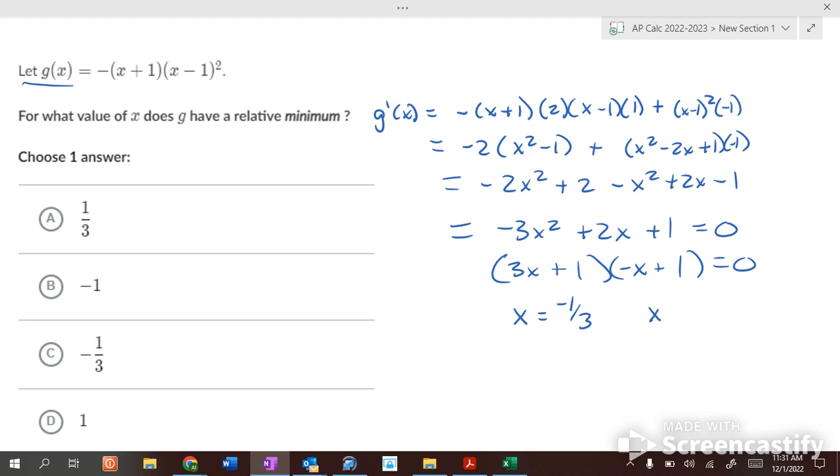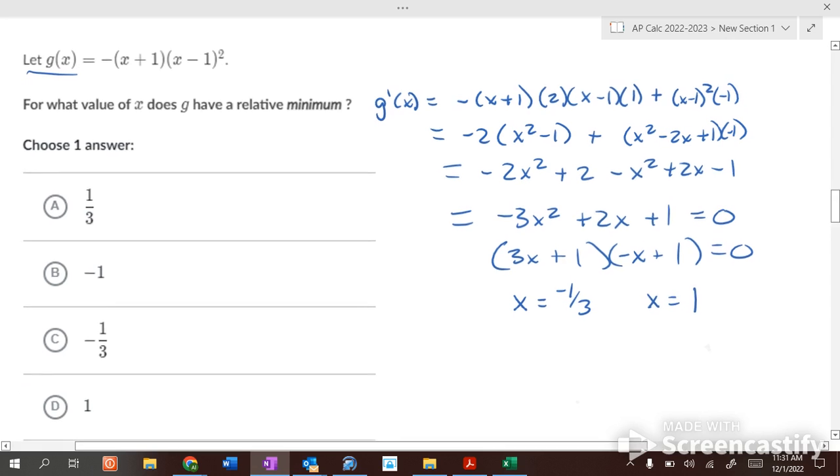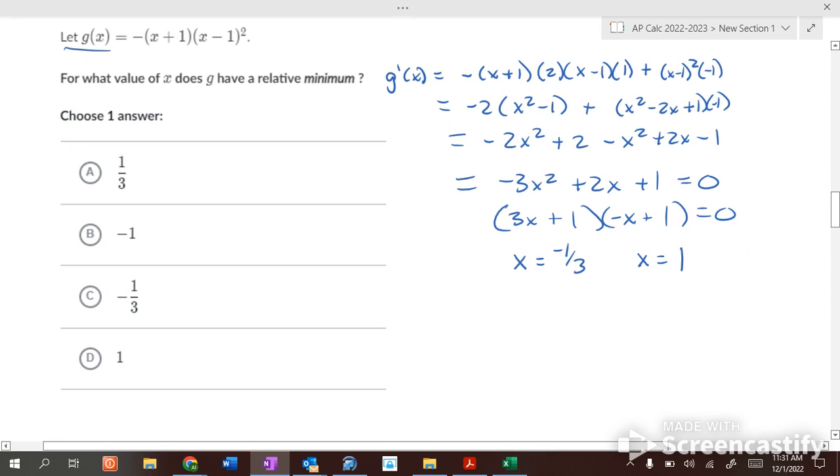-1/3, and x equals what here? No, +1, because taking a 1 makes it 0. All right, so those are the 2 critical numbers. Okay, a little bit of work to find those critical numbers. So we got to figure out now which one is the minimum.